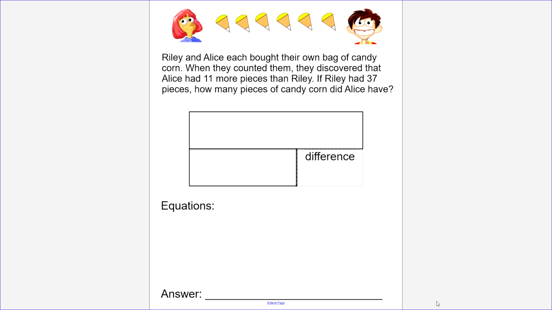Alice and Riley each bought their own bag of candy corn. When they counted them, they discovered that Alice had 11 more pieces than Riley. If Riley had 37 pieces, how many pieces of candy corn did Alice have?